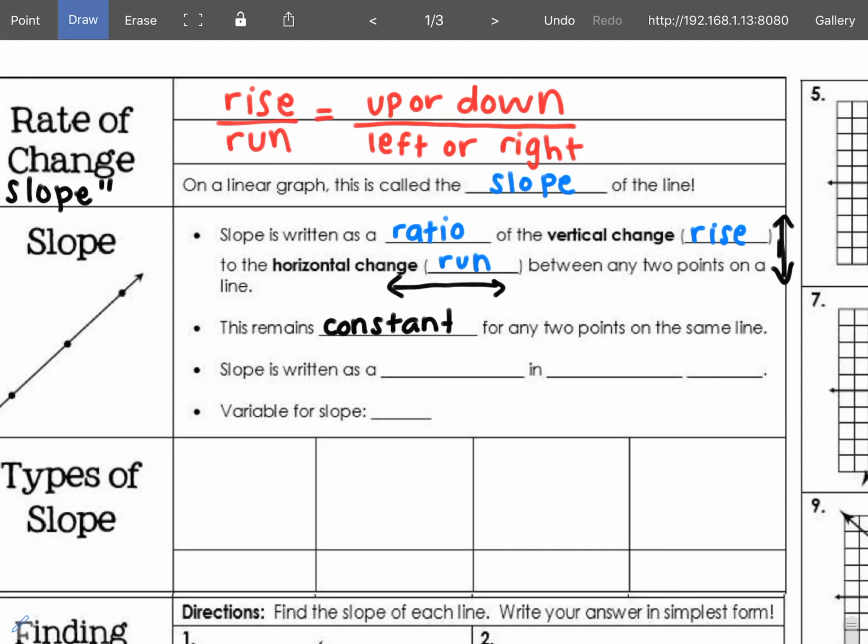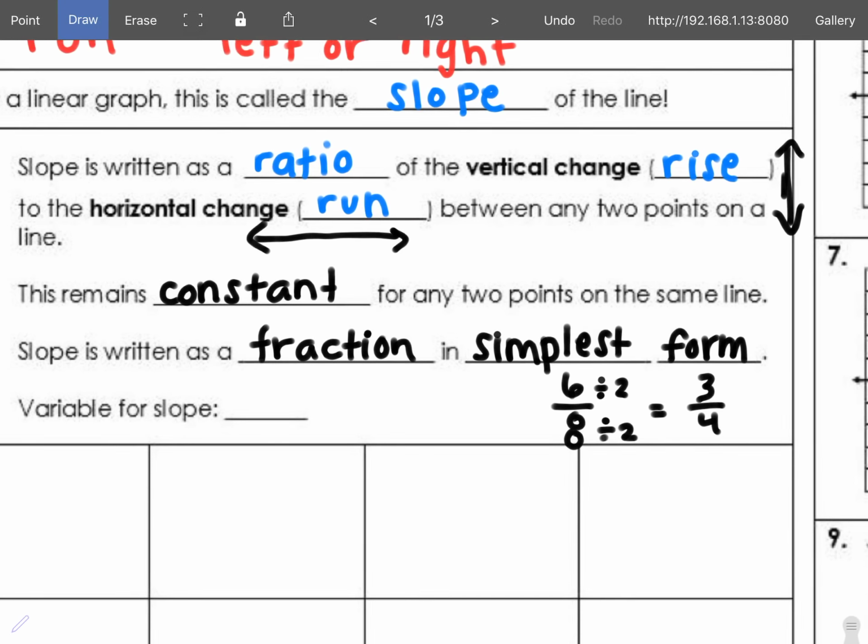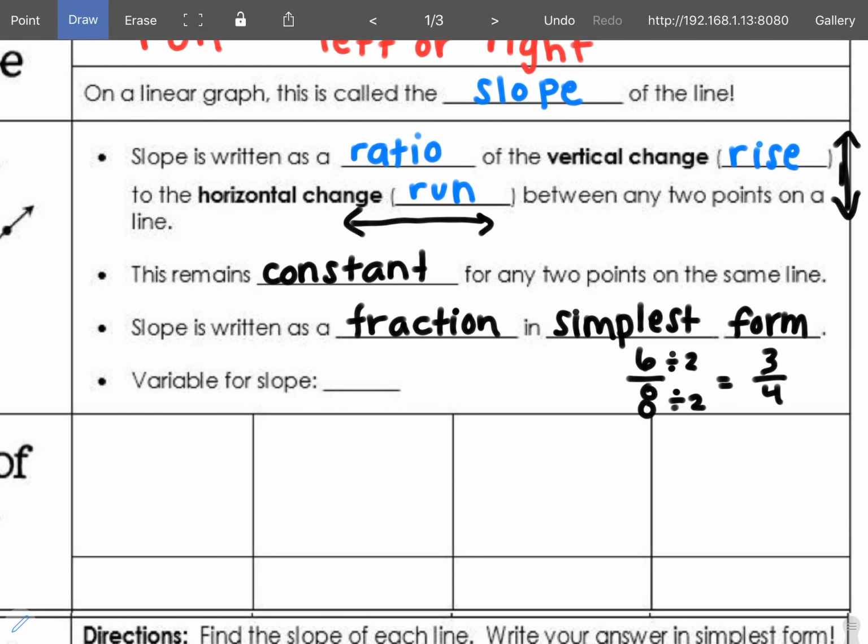So slope is written as a fraction, just like we said. Remember, ratio is the same thing as fraction in simplest form. What does it mean to be in simplest form? It means we have to reduce our fraction. So if we have 6 over 8, that's not simplest form. What can we divide the top and bottom by? We can divide each of those numbers by 2, right? So if we divide them by 2, the simplest form is going to be 3/4. That's what that means. So slope is written as a fraction in simplest form.